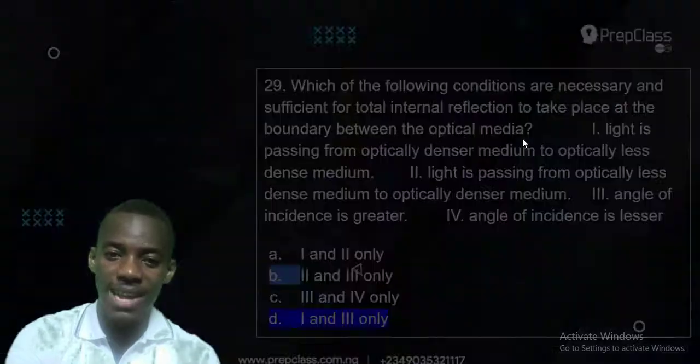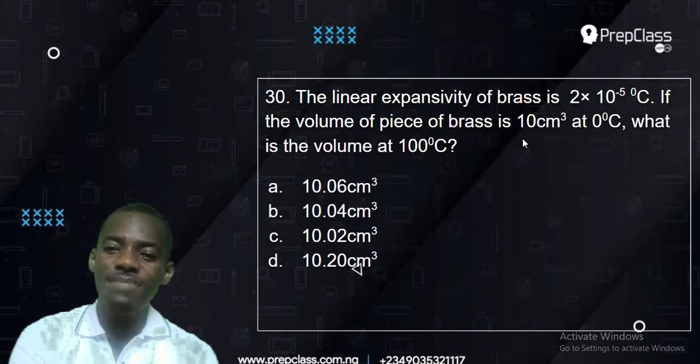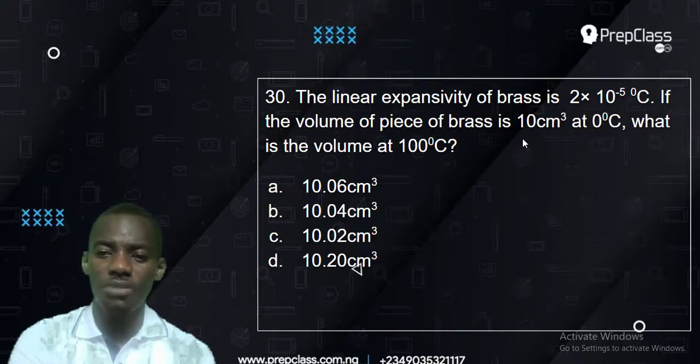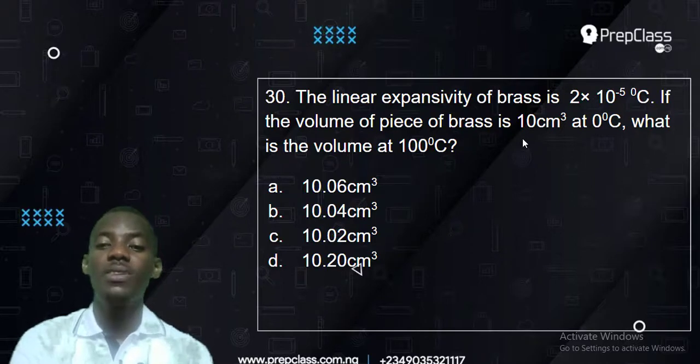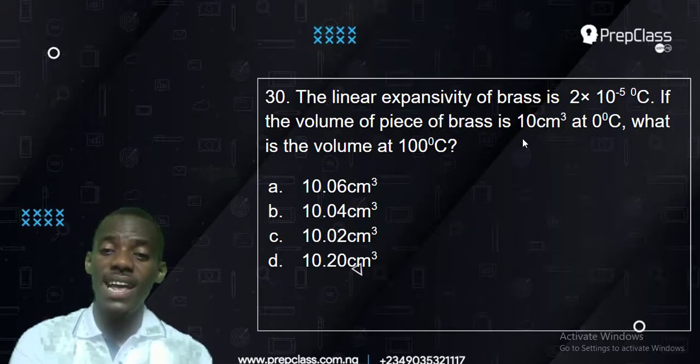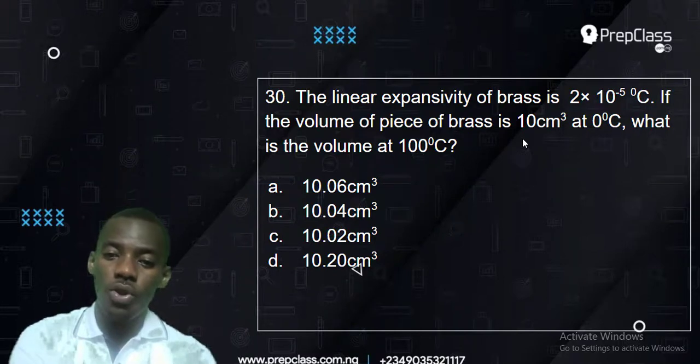Okay, let's go to number 30 now. Number 30, the linear expansivity of brass is 2 times 10 to the power -5 per degree. Now, if the volume of a piece of brass is 10 centimeter cube at 0 degrees Celsius, what is the volume at 100 degrees Celsius?